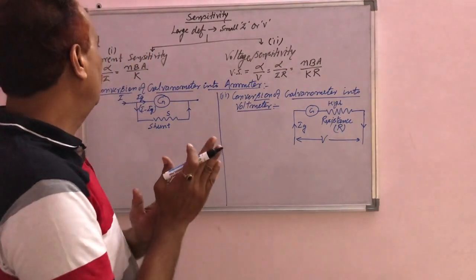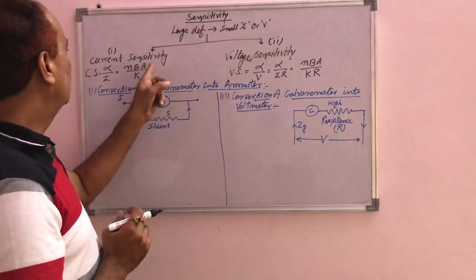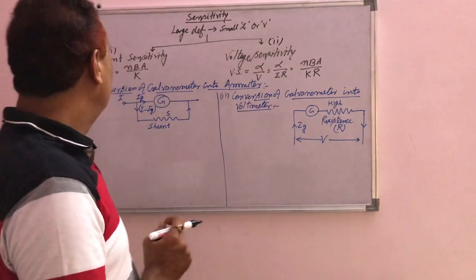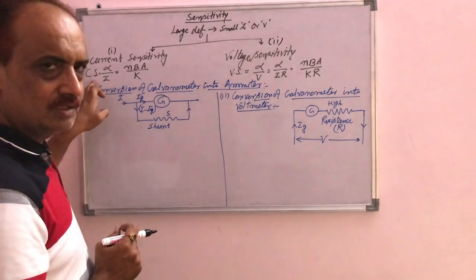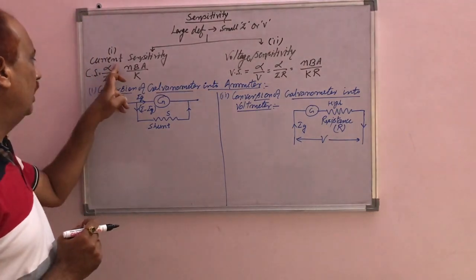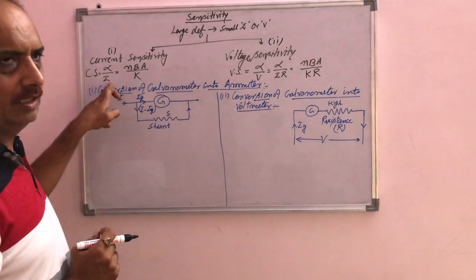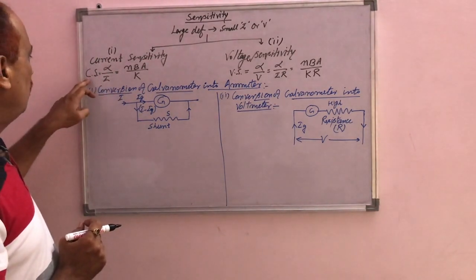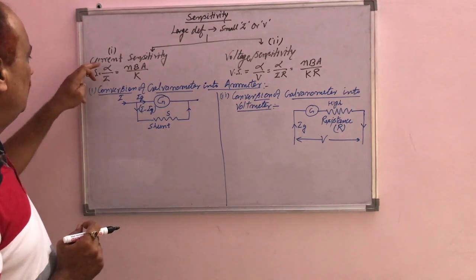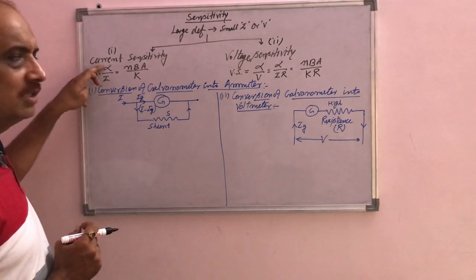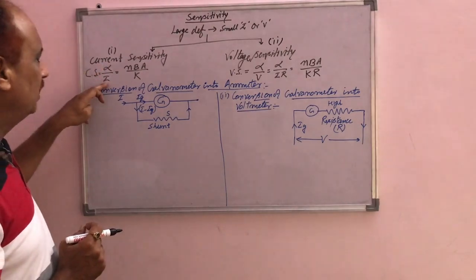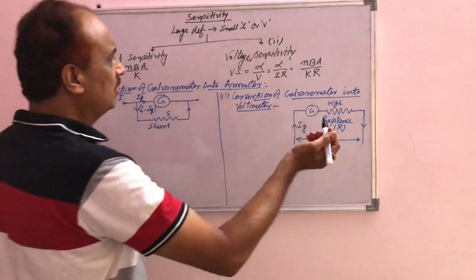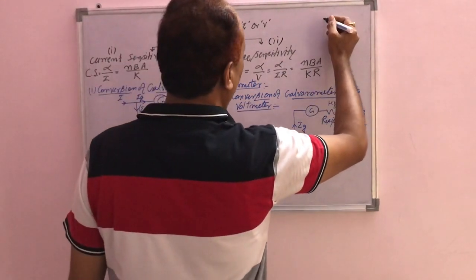Now sensitivity is of two types. Number one, current sensitivity. Number two, voltage sensitivity. The current sensitivity can be defined as the deflection produced in the coil due to the flow of unit current. That is known as current sensitivity. So in short, CS, that is current sensitivity, will be equal to alpha upon I. Alpha is the angle of twist divided by the current flowing in the coil. We have already discussed this in the article on the moving coil galvanometer.